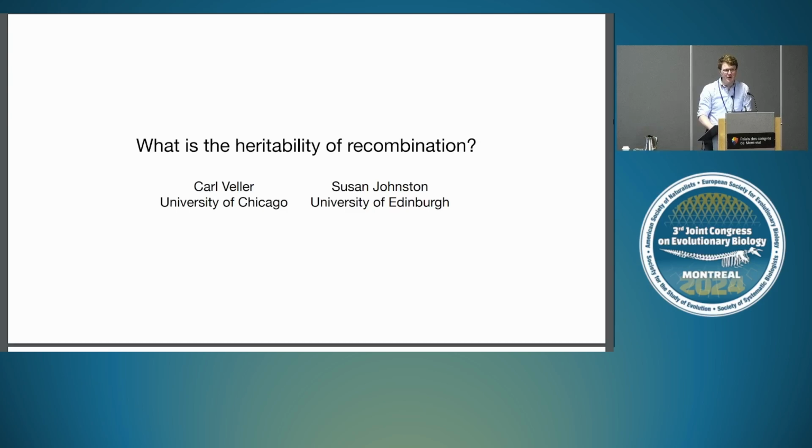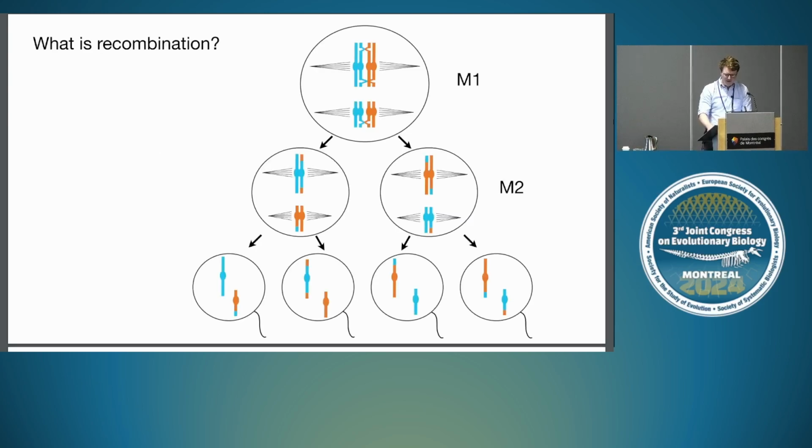I've been thinking through with Susan Johnston what estimates of the heritability of recombination mean. So recombination happens in meiosis. At meiosis 1, the chromosomes replicate. Homologs look for each other in the nucleus via a process of double-strand breaks and homology search. Once they've found each other, a subset of those double-strand breaks mature as crossovers, which physically tether the homologs together before they segregate in the first meiotic division.